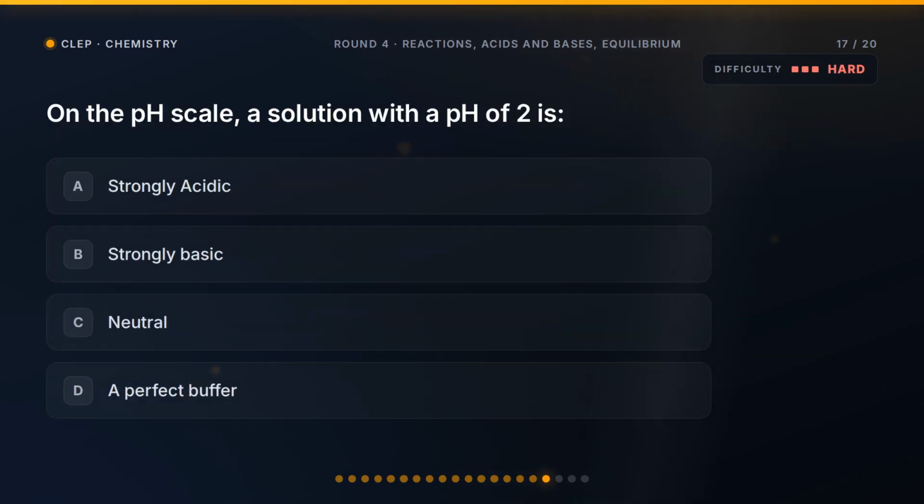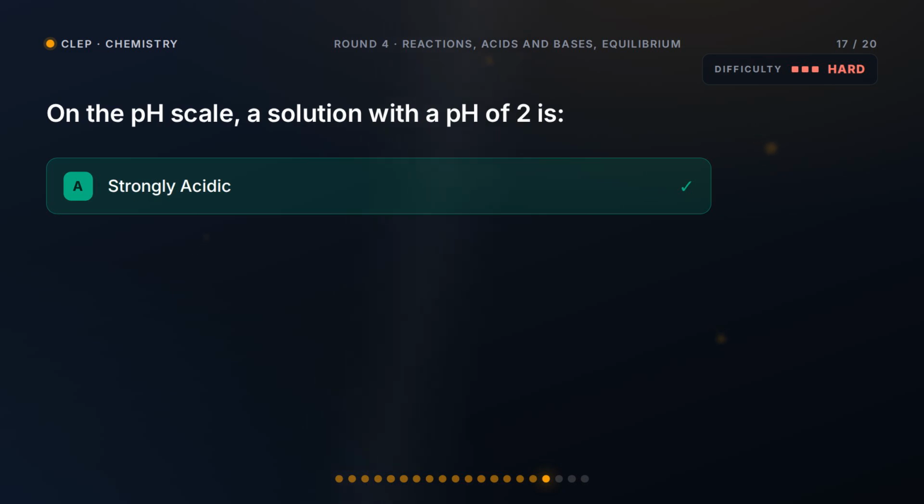Question 17. On the pH scale, a solution with a pH of 2 is A. Strongly acidic. B. Strongly basic. C. Neutral. D. A perfect buffer. The answer is A. Strongly acidic.